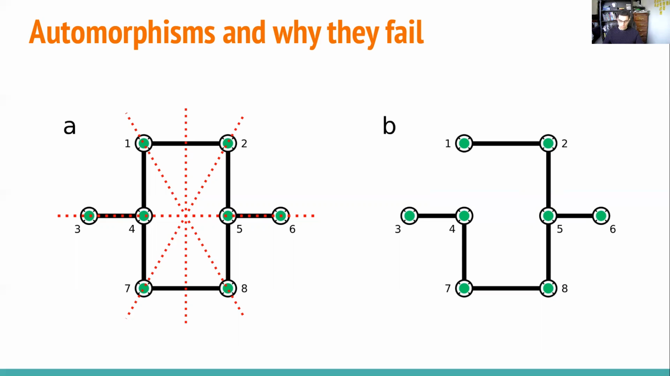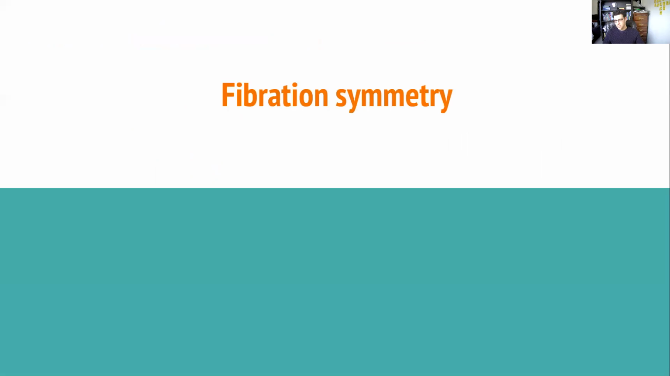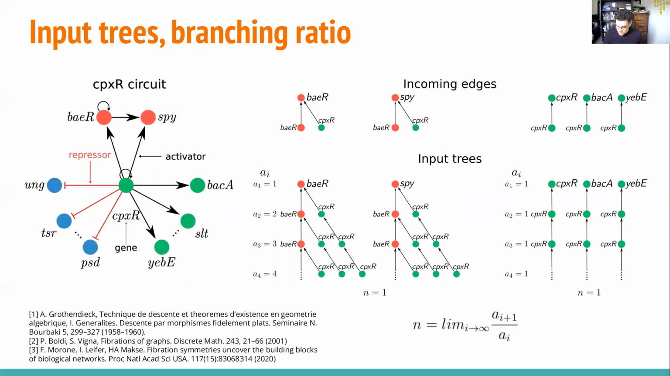So this is problematic. One of the ways we propose to deal with this is by considering fibration symmetry. And fibration symmetry is much less prohibitive, or much less strict, than automorphisms. First, I'm going to introduce input trees, and then using input trees, I'm going to introduce the fibration symmetry.